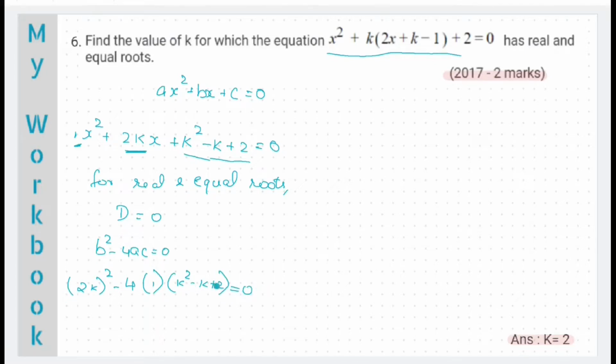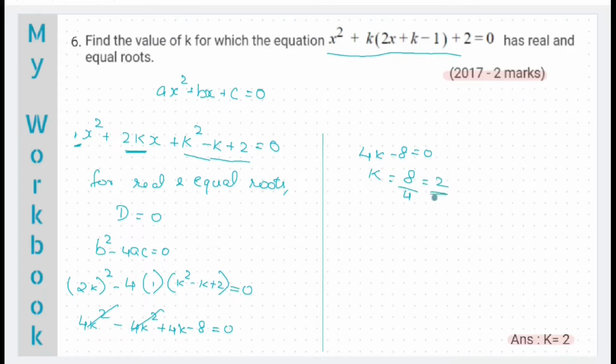So if we expand and solve for k, we will get the value of k. So 4k square minus 4 into k square, 4k square plus 4k minus 8 is equal to 0. It's cancelled. So we have 4k minus 8 is equal to 0. So k will be 8 by 4, which is 2. So k is 2.